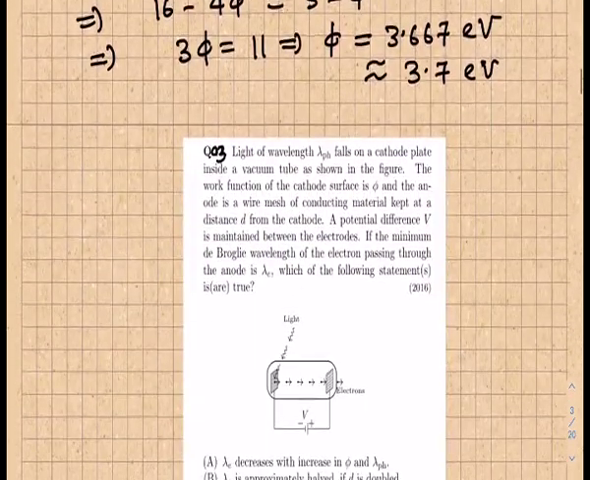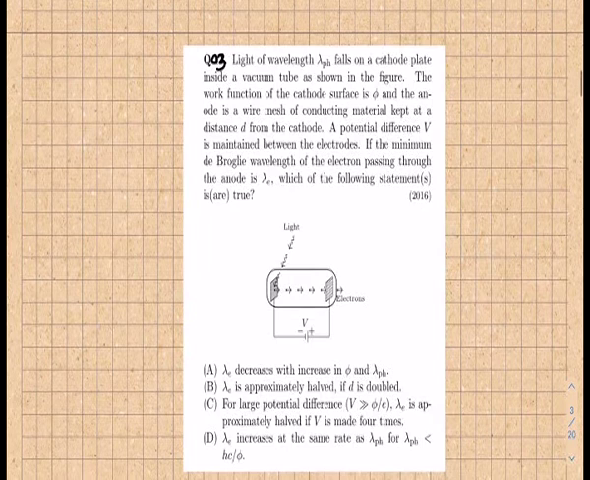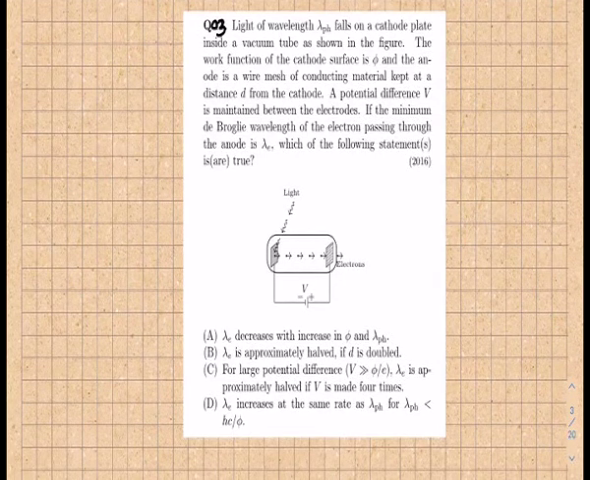Now let us go to the next one. In this problem, light of wavelength lambda ph falls on a cathode plate inside a vacuum tube as shown in the figure. So this is your cathode. The work function of the cathode surface is phi, and the anode is a wire mesh of conducting material. So this is your anode.